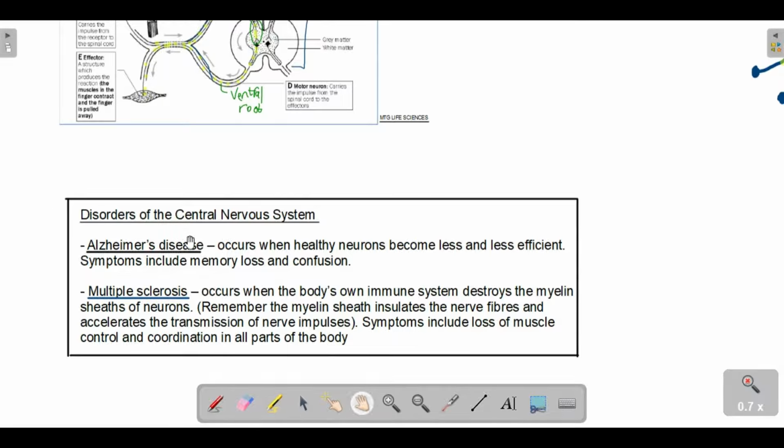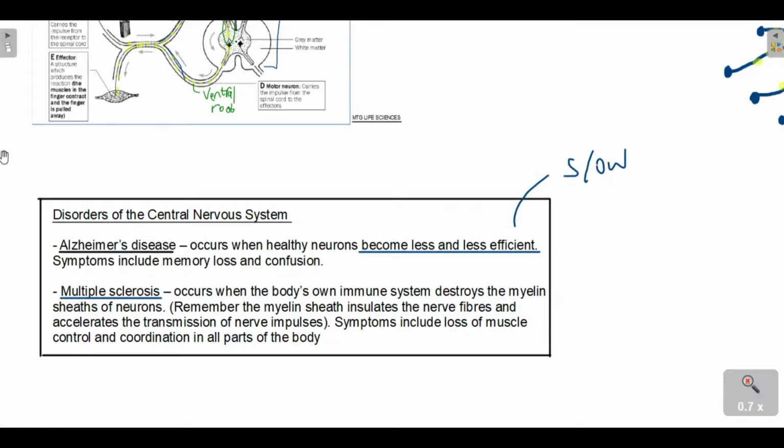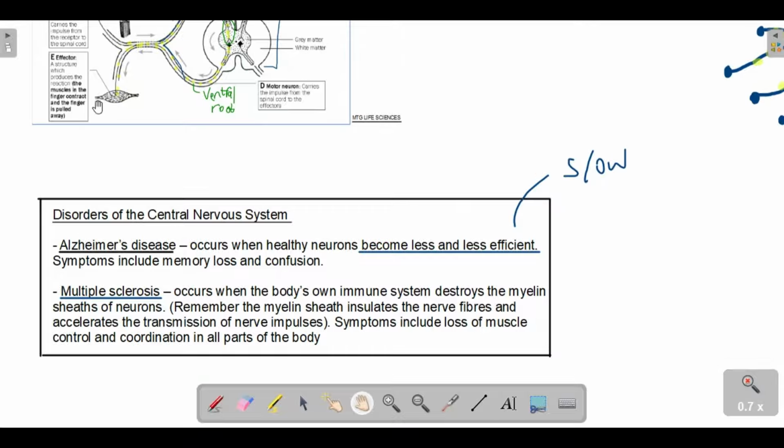Okay, so Alzheimer's disease occurs when healthy neurons become less and less efficient, not working as efficient or as fast or as effective as they were. So usually you find out that senior citizens or older people would develop Alzheimer's disease due to the neurons not functioning as efficient as they were.